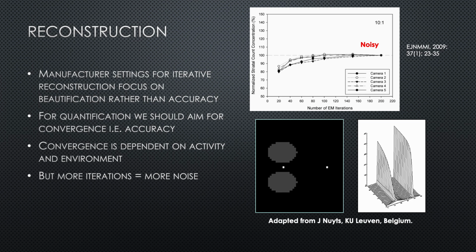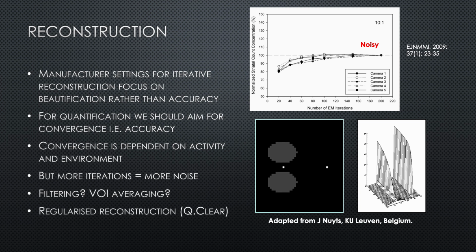But we also know that when we do more iterations, we do get noisier data, which is a challenge. And how you deal with that, we touched on a little bit before. Filtering can help, but can affect quantitative accuracy. Maybe we average across this volume of interest, which can help us a bit too. And in PET, obviously, but also in SPECT now, we are getting these new reconstruction algorithms that help get convergence and help control noise, such as Q-Clear, which you can get on General Electric scanners.